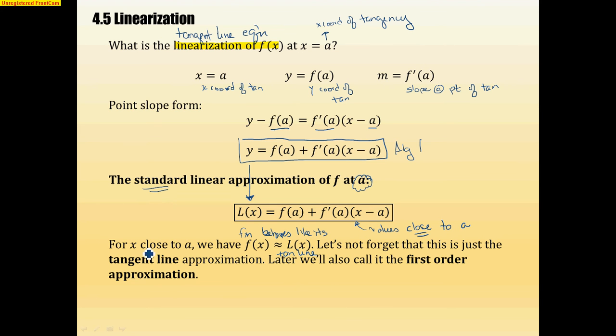This is just a tangent line approximator. In the dreaded Unit 9, we call this the first order approximation because lines are x to the first. That's called foreshadowing.